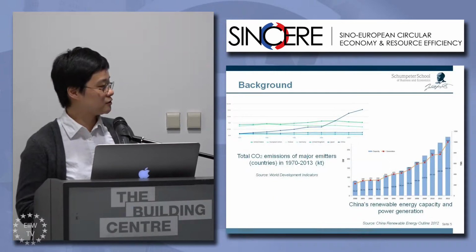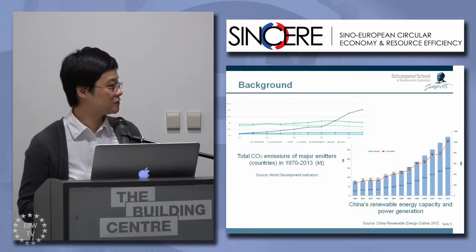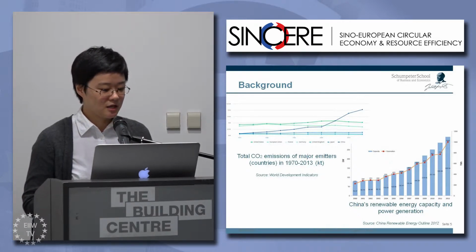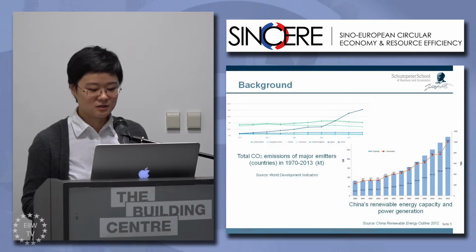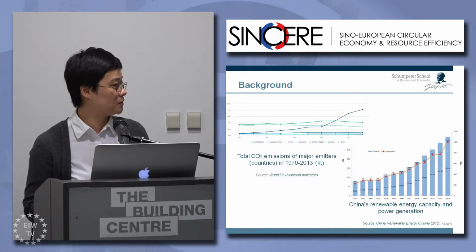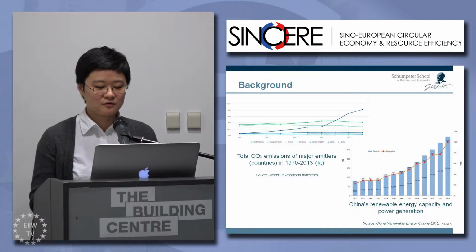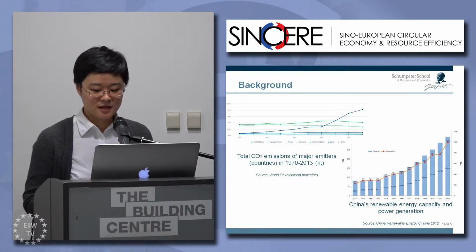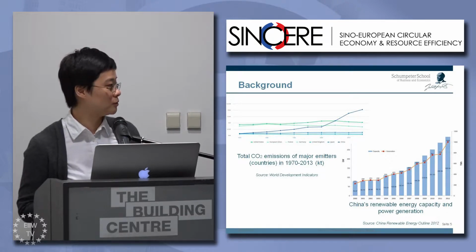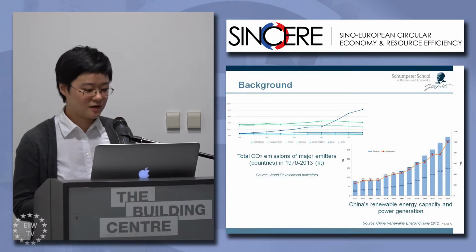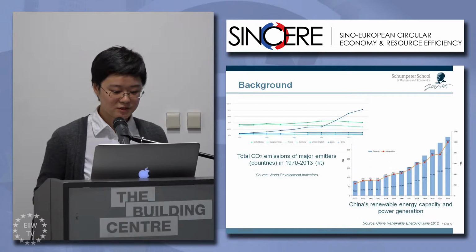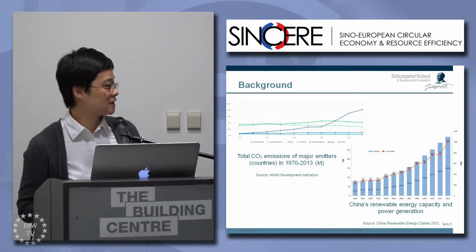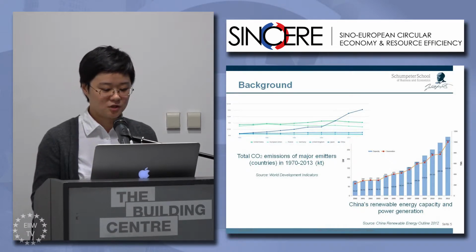Yeah, these are another 2 graphs. The first shows total CO2 emissions of major emitter countries from 1917 to 2013. We can see that in the year 2012, China's carbon emissions were almost equal to the carbon emissions of both the US and EU 27 combined. Therefore, China faces more pressing and difficult challenges in the process of renewable energy transformation. The second graph shows China's renewable energy capacity and power generation from 2000 to 2012. You can see both indicators are increasing really dramatically during the last decades.